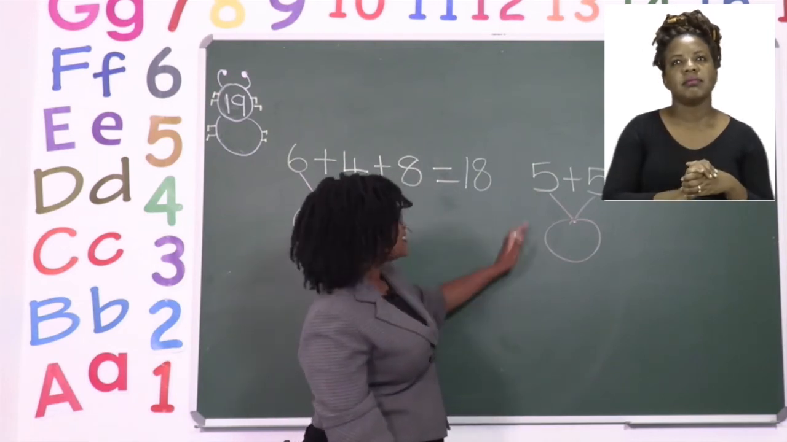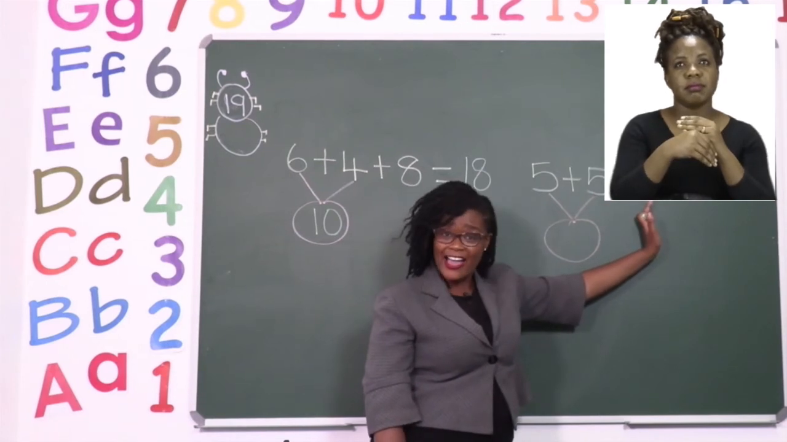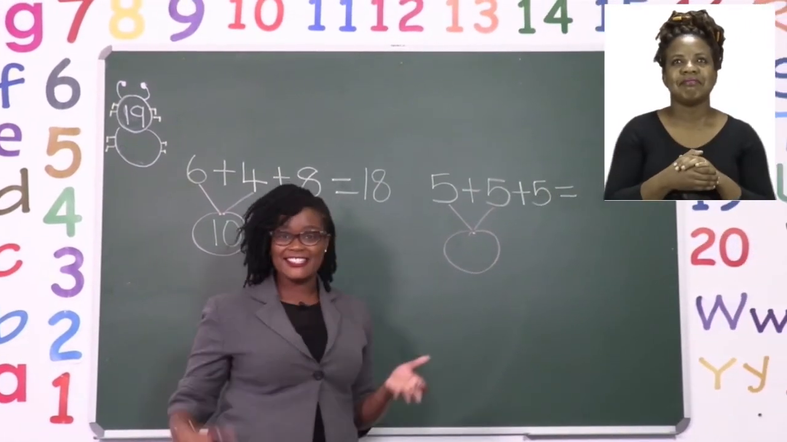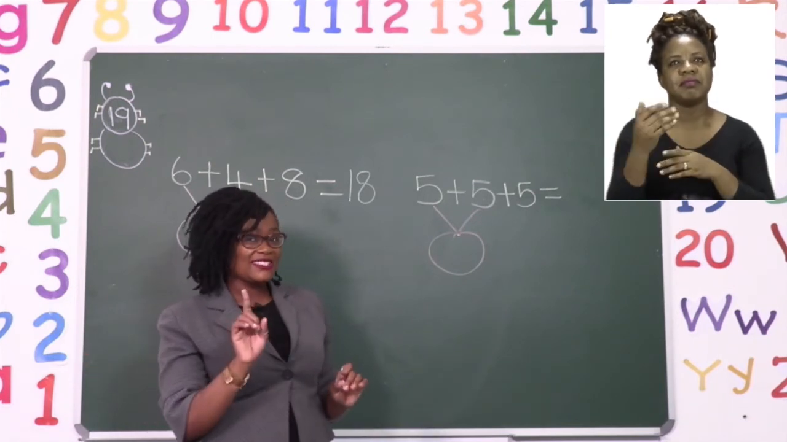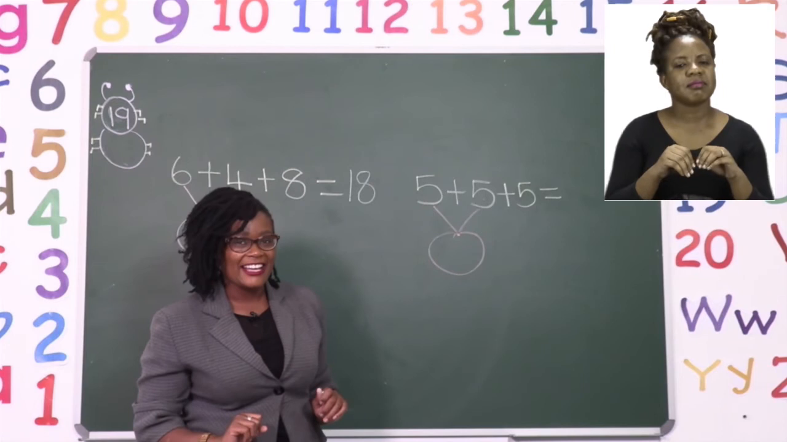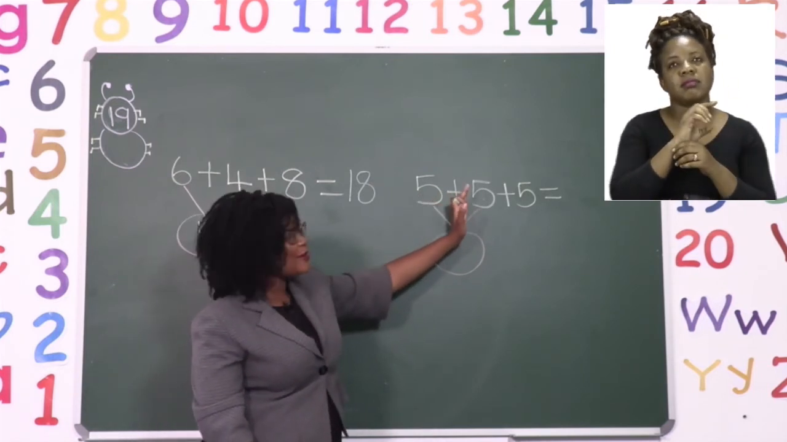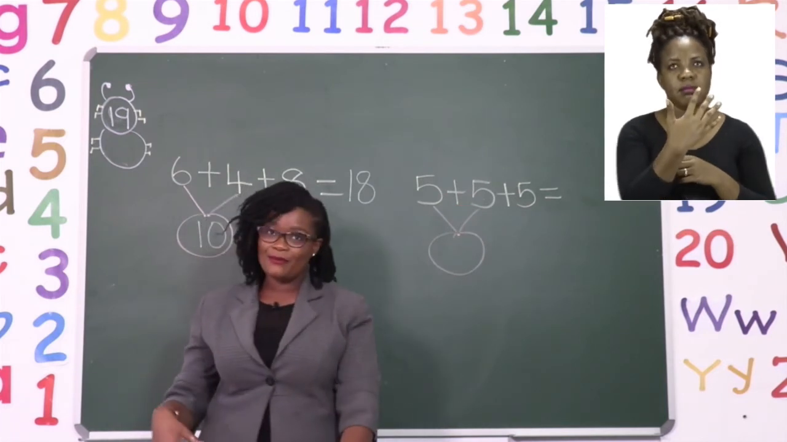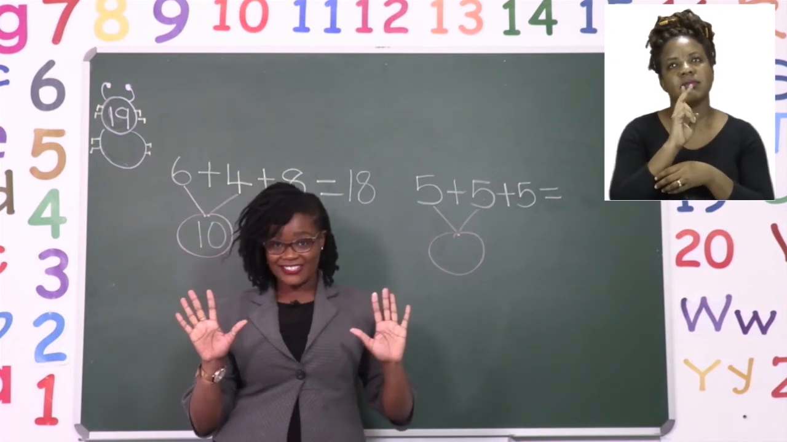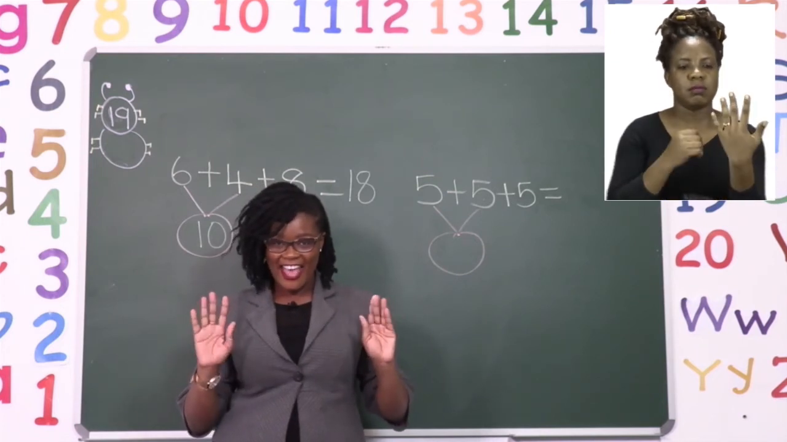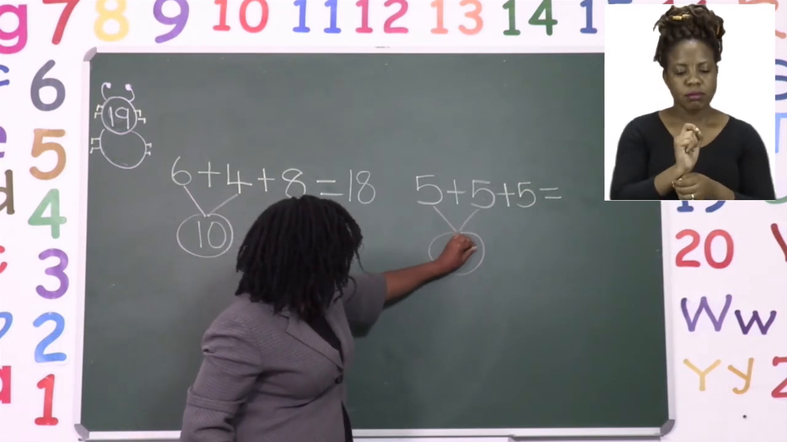The next one says 5 + 5 + 5. Uh-oh, that's too many fives. How are we going to add 3 fives together? Well, that's very simple. We are going to be doing bridging. So the first thing we need to do is add 5 + 5. Now, if I put up my 5 fingers with my other 5 fingers, I have 10. So we are going to write our number 10.